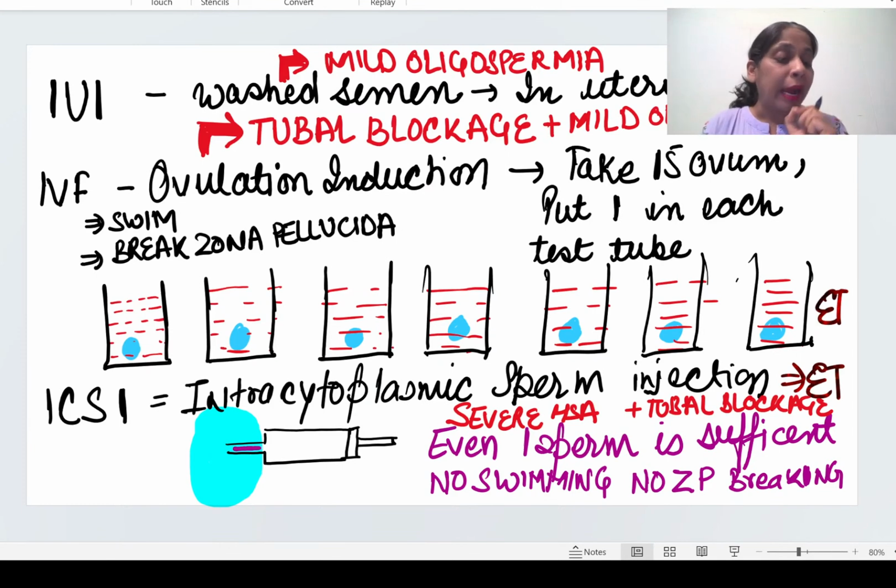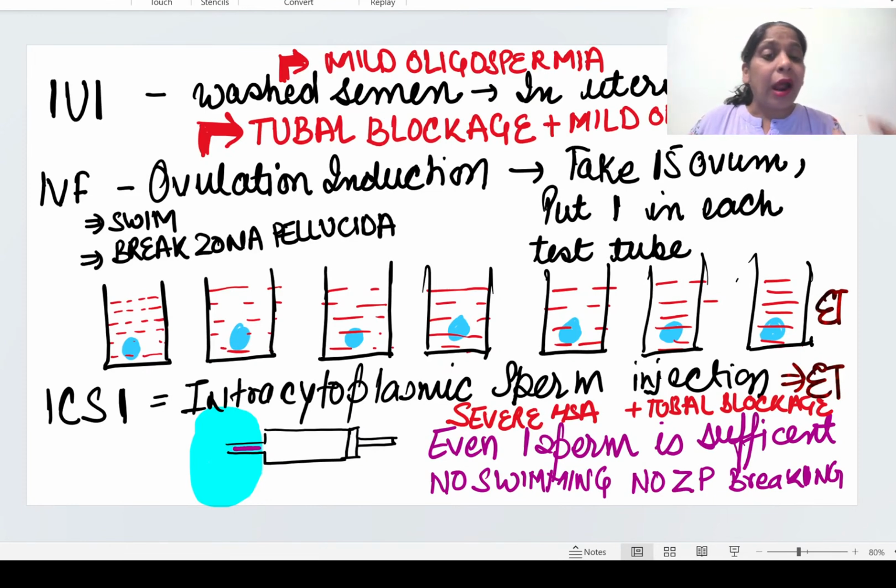Remember this word: mild. It is not that it is severe or moderate oligospermia, only in mild oligospermia can we do it. Now what is IVF? IVF means that we are doing the fertilization in vitro, not in the uterus. The fertilization is occurring in vitro, in vitro fertilization.